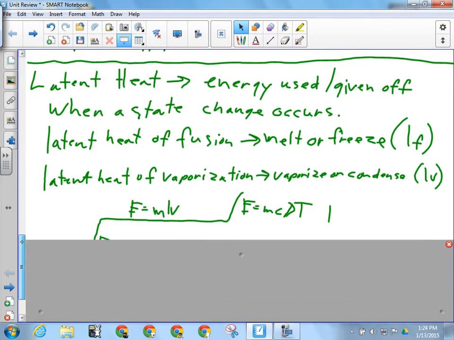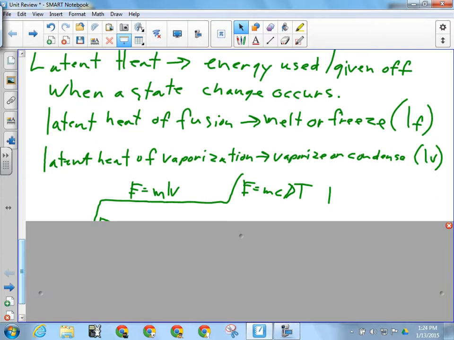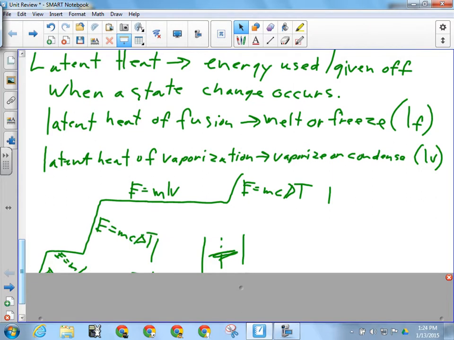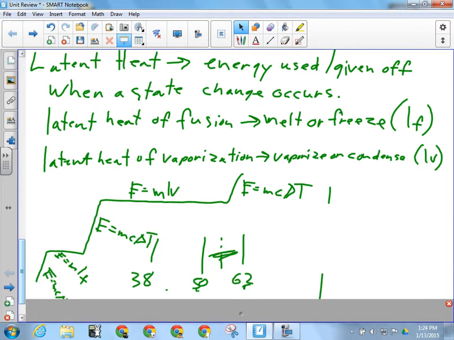Right, so we said the shape of the heating curve is important. You don't necessarily have to draw the full graph, just draw the shape. Then you identify your start and end points, and from there you solve the problem.